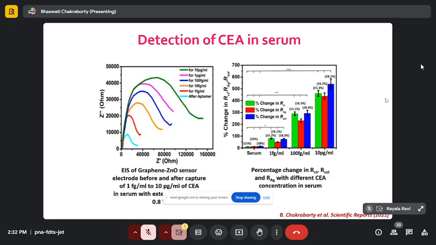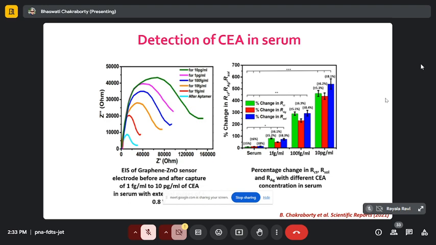In order to tackle this, we know that an electrochemical biosensor has many components. Three such components are Rct, Rag, and Rsol. Rsol is the solution resistance, Rag is the antigen resistance, and Rct is the charge transfer resistance, which is due to the presence of redox current in the electrode electrolyte interface.